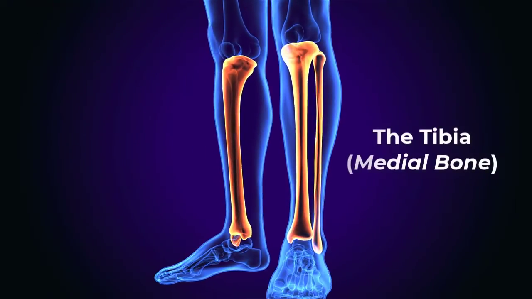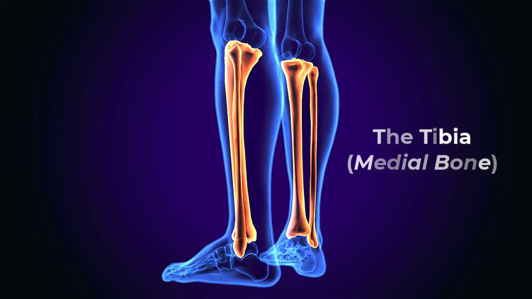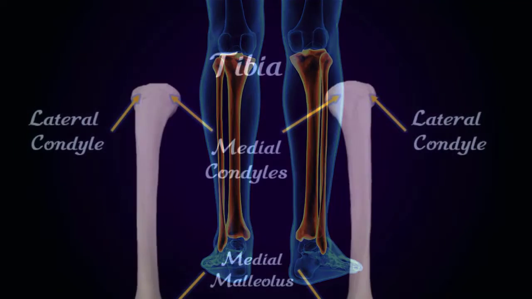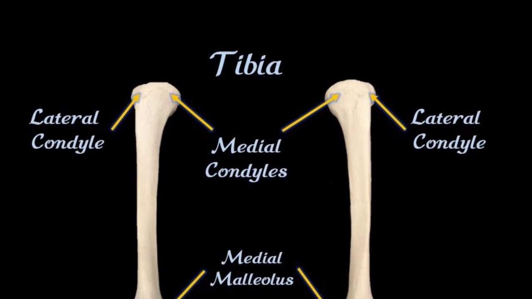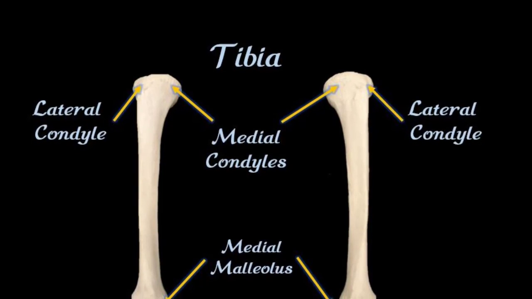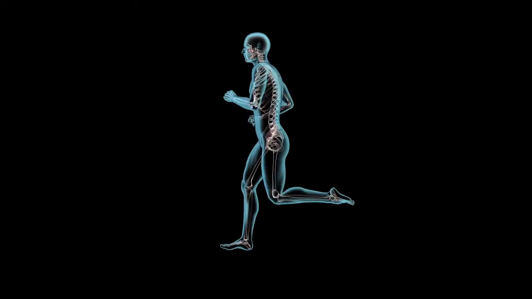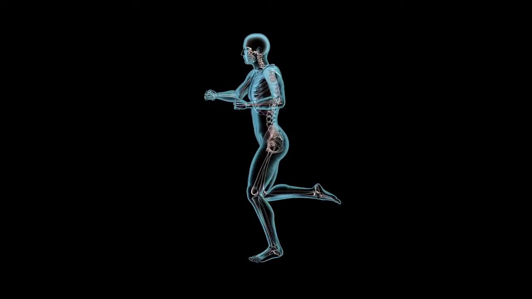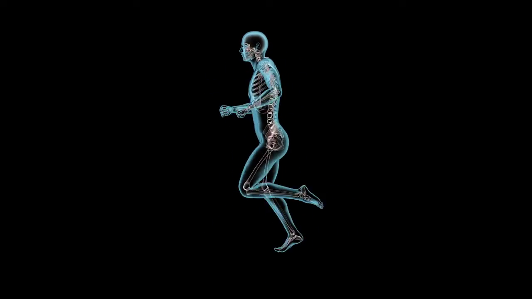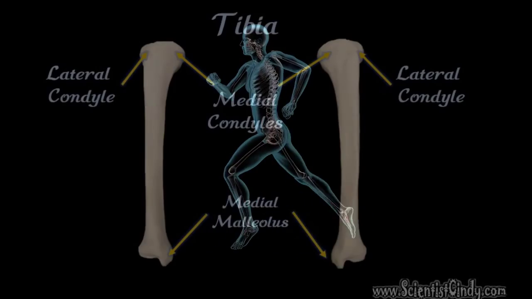The tibia is the main weight-bearing bone of the lower leg, and it is the second longest bone of the body after the femur. The proximal end of the tibia is greatly expanded. The two sides of this expansion form the medial condyle and the lateral condyle. The top surface of each condyle is smooth and flattened. These areas articulate with the medial and lateral condyles of the femur to form the knee joint.